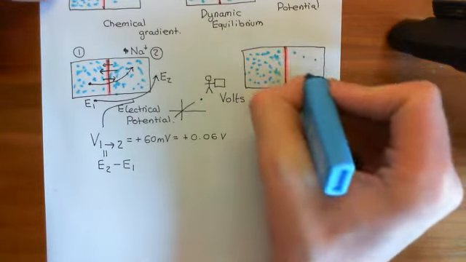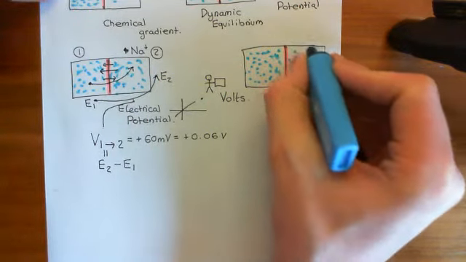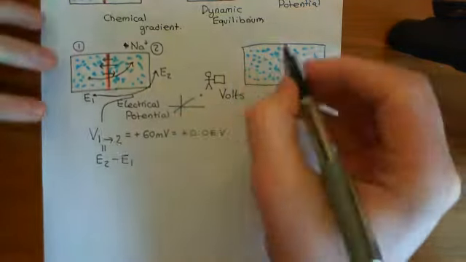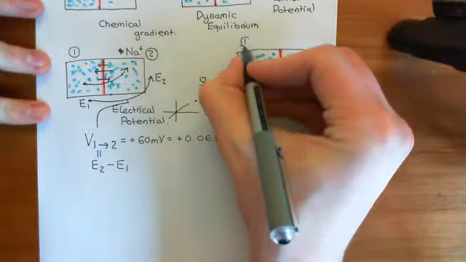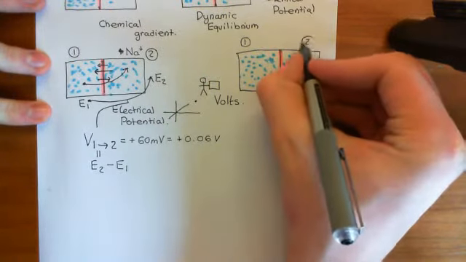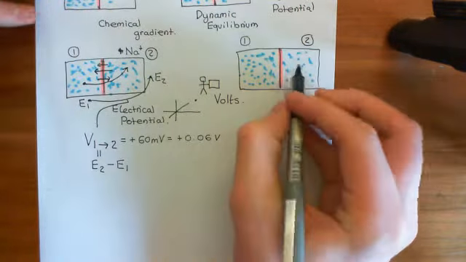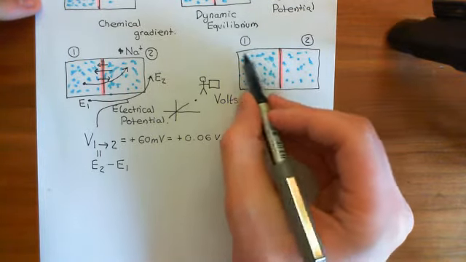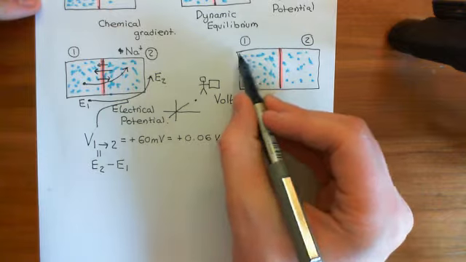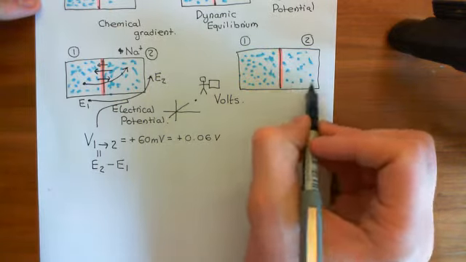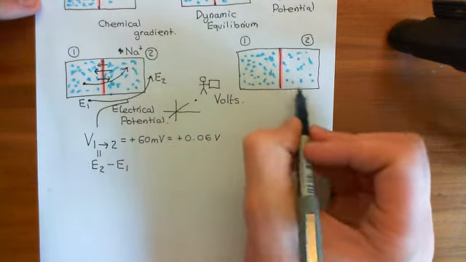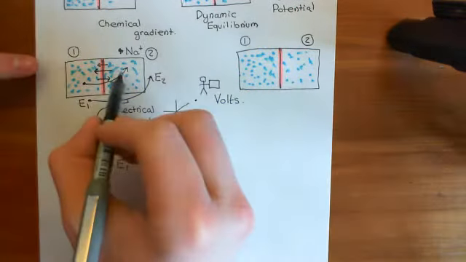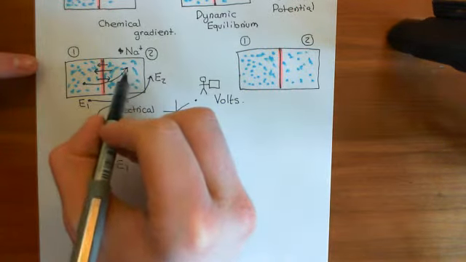Okay, so I'll try and show this. So, there we go. We've got now a greater concentration on the side of compartment 1 compared to the side of compartment 2. Now, what's the effect of moving these sodium ions? Well, firstly, it means that now the concentration in compartment 1 is greater than the concentration in compartment 2. Okay. In addition, sodium ions carry a positive charge.